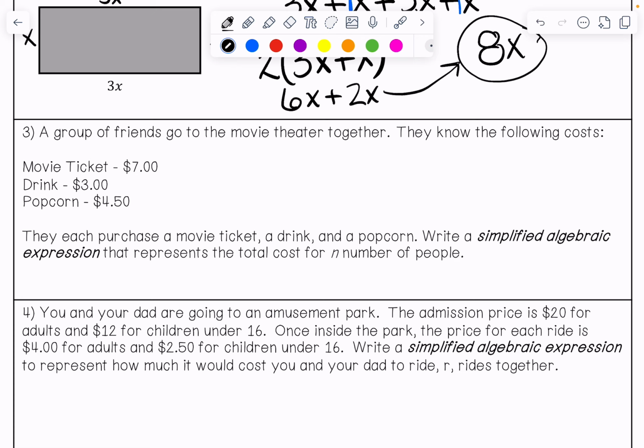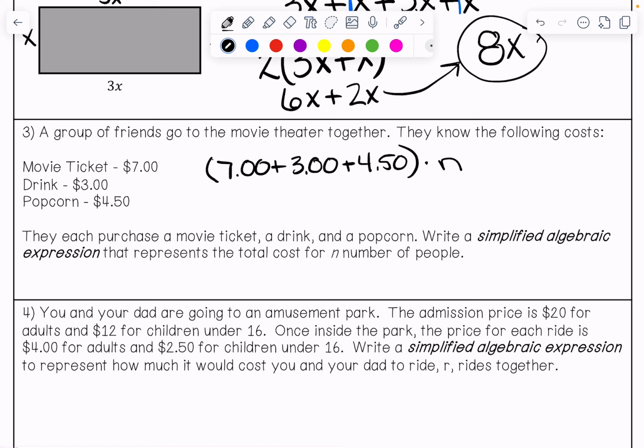So every person is going to be buying a movie ticket, their drink, and their popcorn. So the movie ticket is $7, the drink is $3, and their popcorn is $4.50. So every single person is going to spend that amount, and we want to know the cost for n number of people. So we're going to be multiplying that total cost times n, okay?